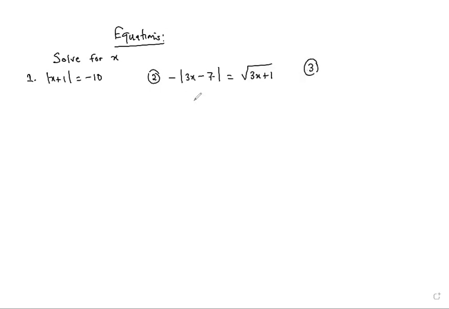3. 4x minus 1 over 2x plus 3 is greater or equal to 0.